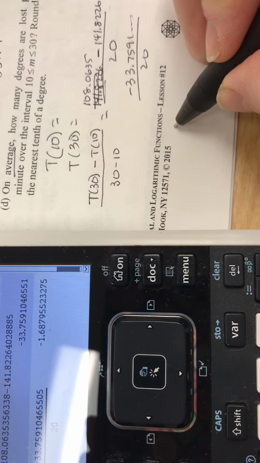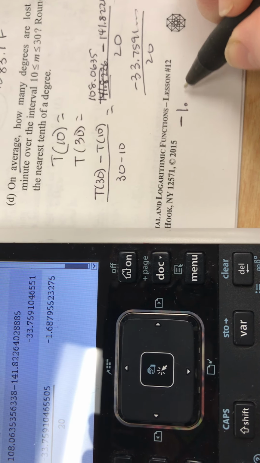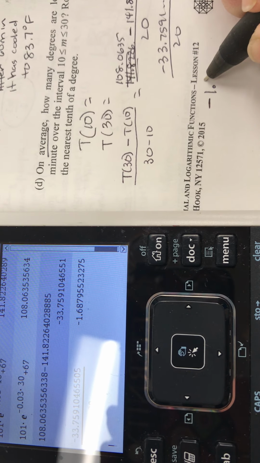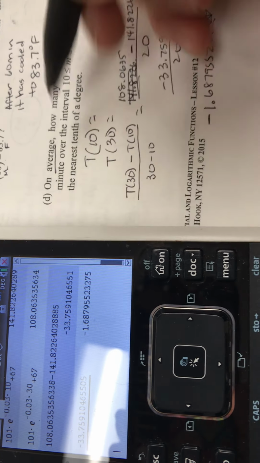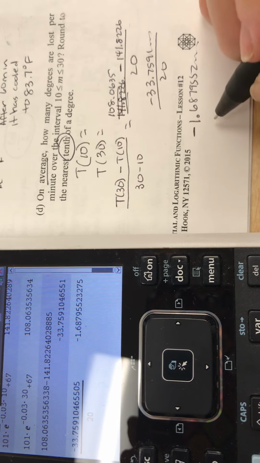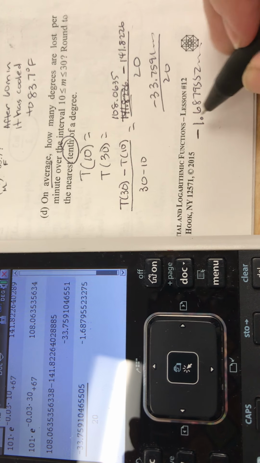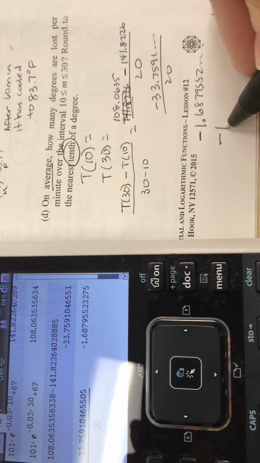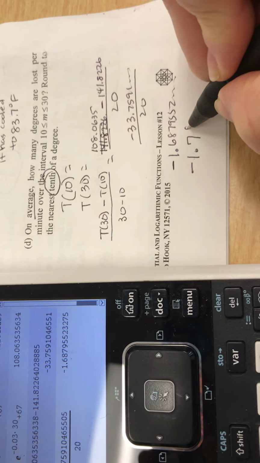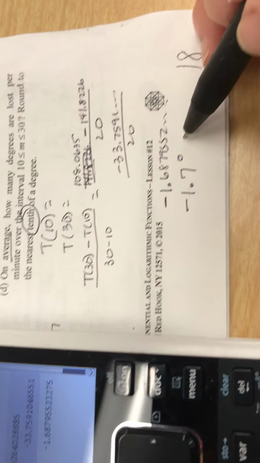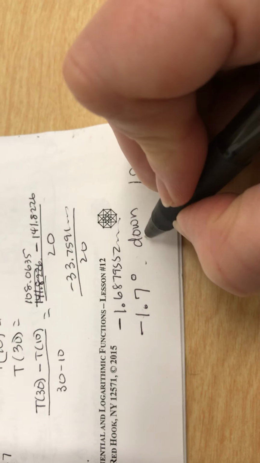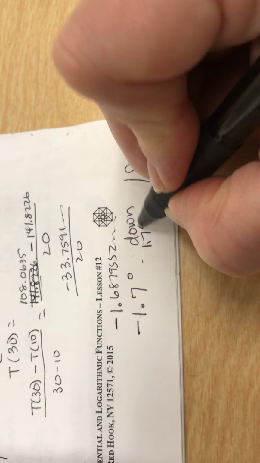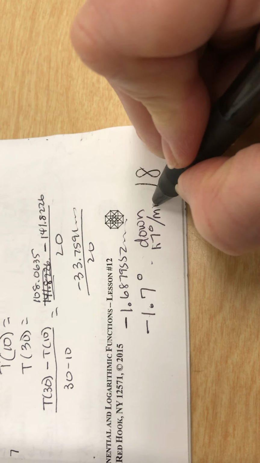And I get an average rate of change as a negative 1.6879552, and so on. It asks for the nearest tenth. So it is negative 1.7 degrees. So that's basically saying it's going down by 1.7 degrees per minute.